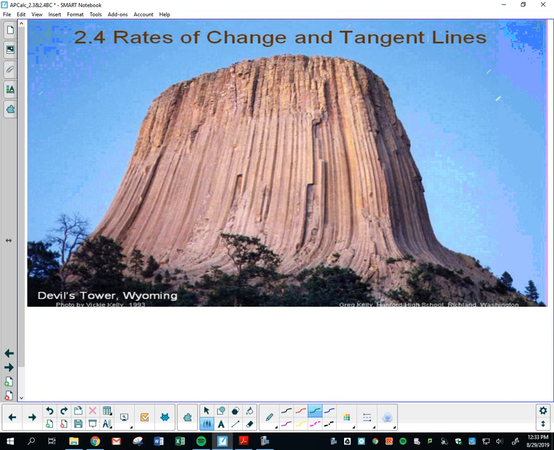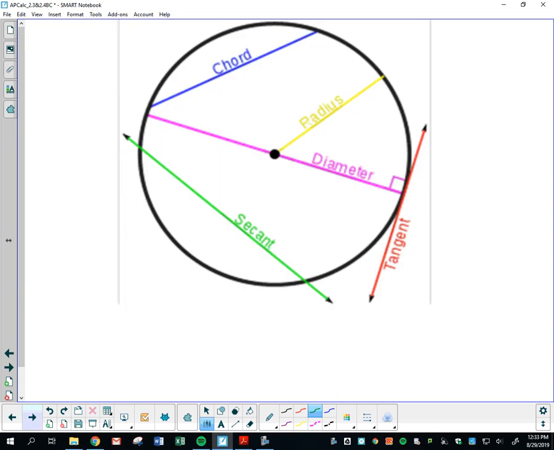Here is a lesson on 2-4 rates of change and tangent lines. One of the beginnings of actually moving away from pre-calculus limits into calculus: tangent lines and the slope of the tangent lines. A couple quick refreshers as we go back to our geometry days.